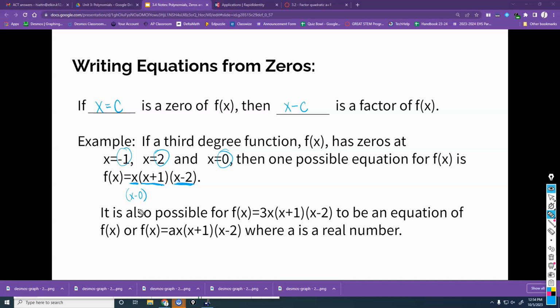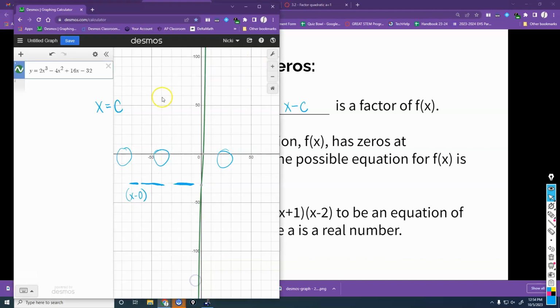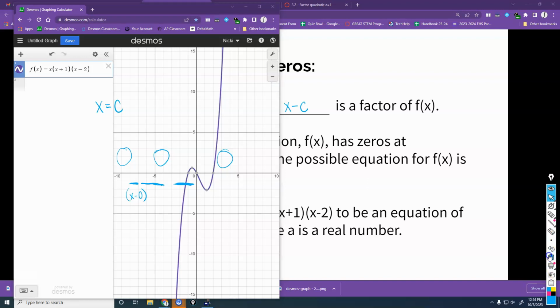This is one possible equation. It is also possible to multiply this by any number you would like, and it's still going to have the same zeros. Let me show you what I'm talking about here on Desmos real quick. So if I take Desmos and I graph that equation that I just had, equals x times x plus 1, x minus 2. All right, and I'm going to hit the house button. I'm going to get rid of that. Okay, so you can see this has zeros at -1, 0, and 2.